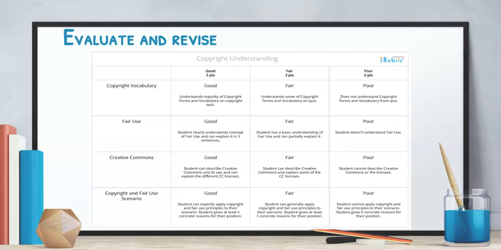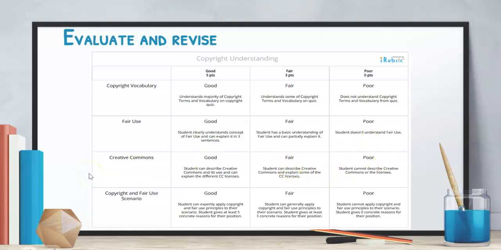And then for evaluate and revise, this is the rubric I came up with. It goes over the copyright vocabulary, the student understanding the majority of the copyright terms and vocabulary on the pre-lesson quiz and also the post-lesson quiz. Students will be able to explain the concept of fair use in 3 sentences in order to get the full 5 points. With Creative Commons, we're going to be going over the different types of licenses. They can explain those attributes, or they can explain some of them.